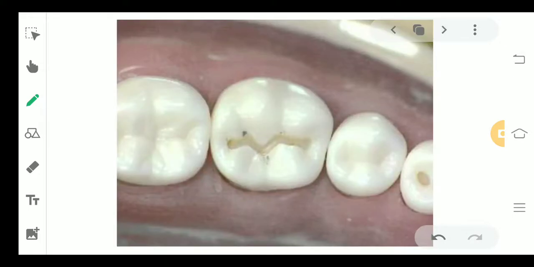Moving ahead, this is how the cavity shape is going to look. This is the first molar, and here you can see the shape of the cavity. It is just on the occlusal surface. It is not reaching the proximal surface or any other surface. It is only comprising the occlusal surface of the tooth. So whenever the caries are on the occlusal surface, you're going to make a class 1 cavity there.